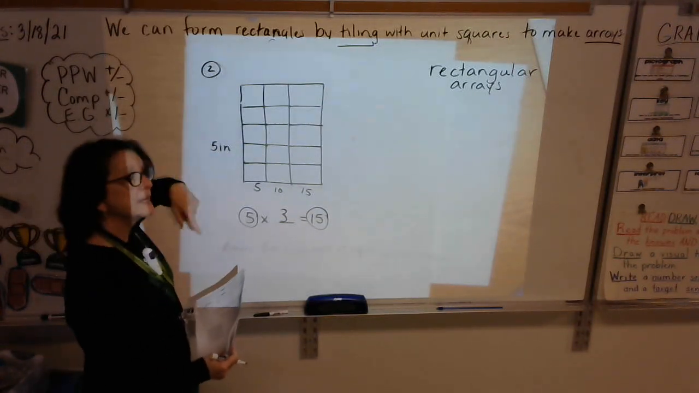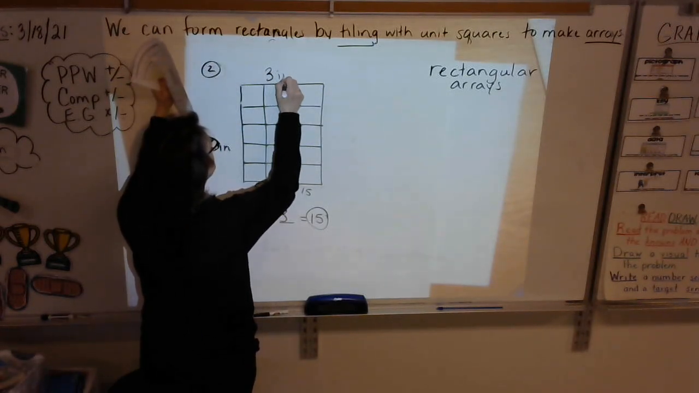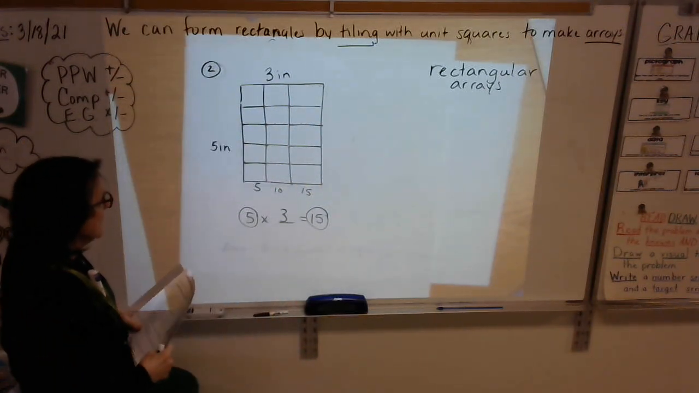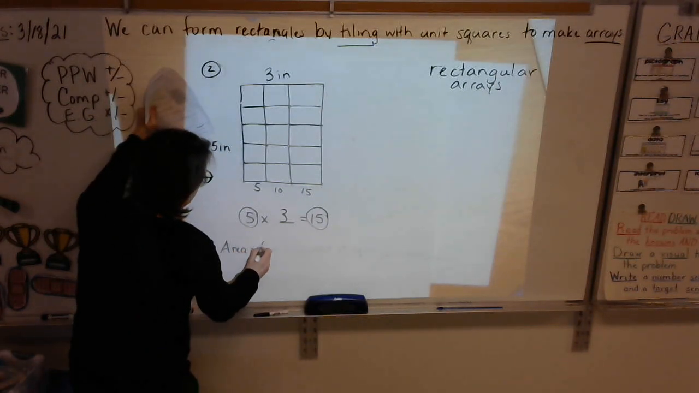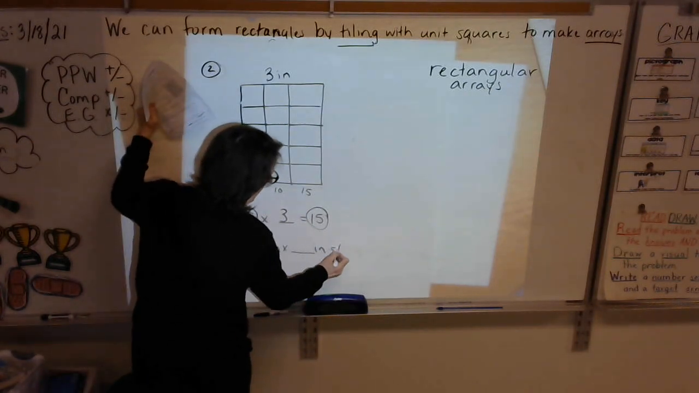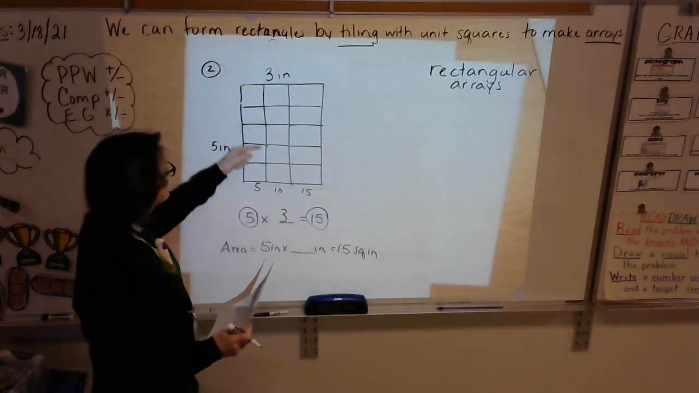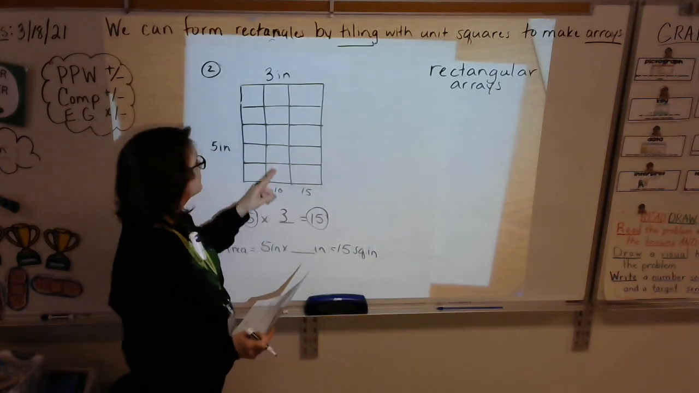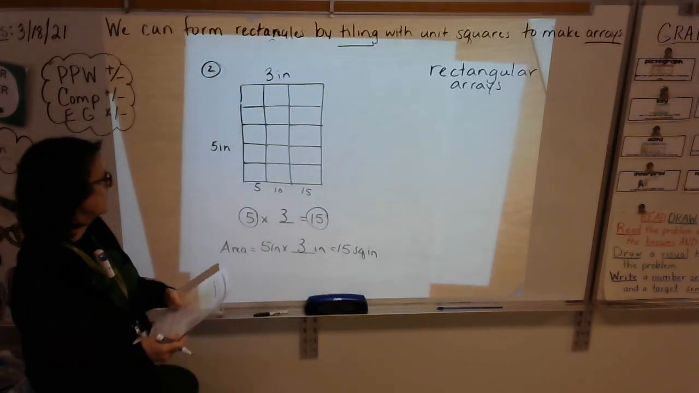And now that I have tiled my array, I can label this blank side. This blank side will be 3 inches. How do I know I have 3 tiles? 1, 2, 3. All right? And then finally, we have this number sentence on your template. Area equals 5 inches times what inches, and gives you a total of 15 square inches. Well, 5 inches represents the number of rows, or this side, and then how many tiles are in each row? If we count 1, 2, 3. So 5 inches times 3 inches equals 15 square inches.